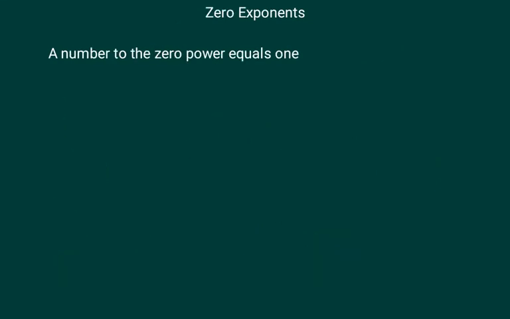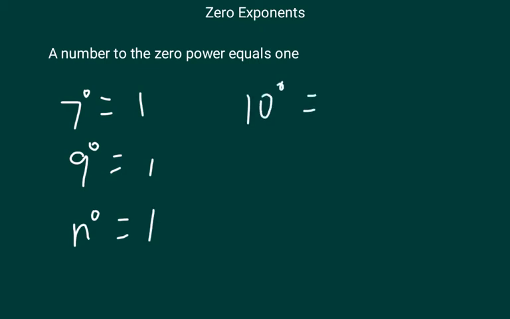This is a pretty short slide. A number to the 0 power is 1. So if you have 7 to the 0 power, that's 1. 9 to the 0 power, that's 1. Any number to the 0 power is 1. You could go back to the first slide and see where we had 10 to the 0 power and follow the pattern. It was 1. Or where we had 3 to the 0 power in the second slide, that's 1. Any number to the 0 power is 1.